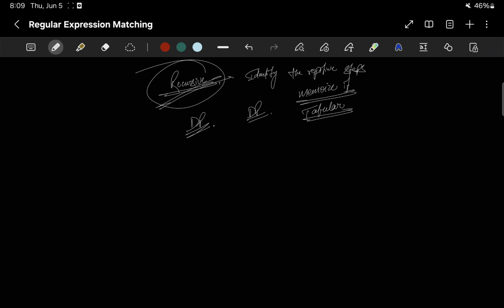Okay, so let's jump into the problem statement and see what it says. As the name suggests, regular expression matching. So you have to match the regular expression. You are given two strings. One is S and one is P.